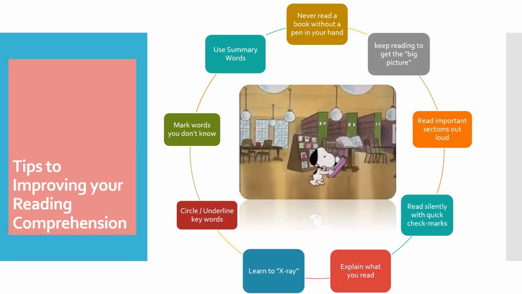Lastly, you want to learn to X-ray. So this would be very much like we already talked about, reviewing things like the table of contents, looking at headings, subheadings, introduction, summaries. These are examples of that. By having a better understanding of what it is you're about to read, it can make that overall understanding more clear.